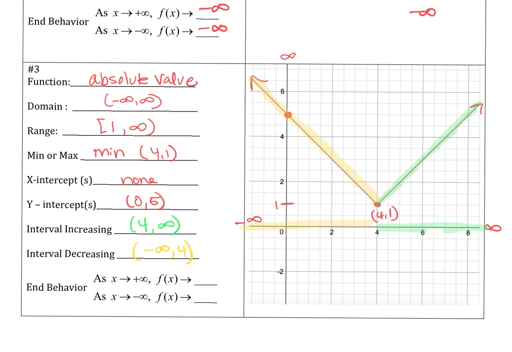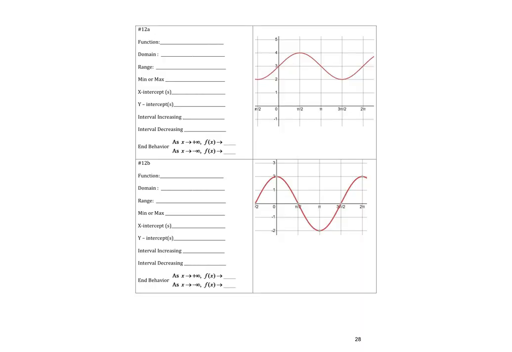Notice I have parentheses at 4, no bracket. And then my end behavior: at the right end, as x goes to infinity, my y's are going up. And on the left side, as x goes to negative infinity, my y's are also moving up. I'm going to skip a couple pages because those are going to be practice problems for you.